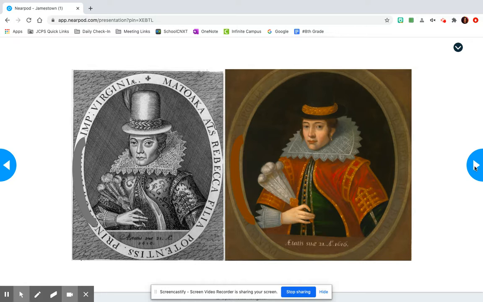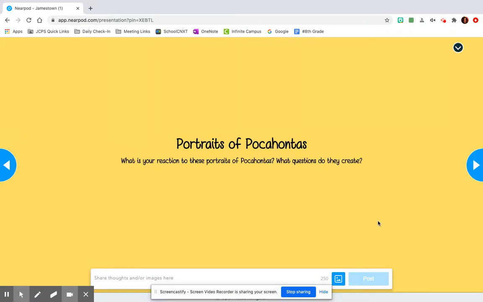So why do you think the artist of this painting might have chosen to paint her this way in 1616? On the Collaborate board for class, leave your comments. Think about your reaction. What questions does this raise? And what do you think about these paintings of Pocahontas? Were they what you expected of her, or did you expect to see something different?